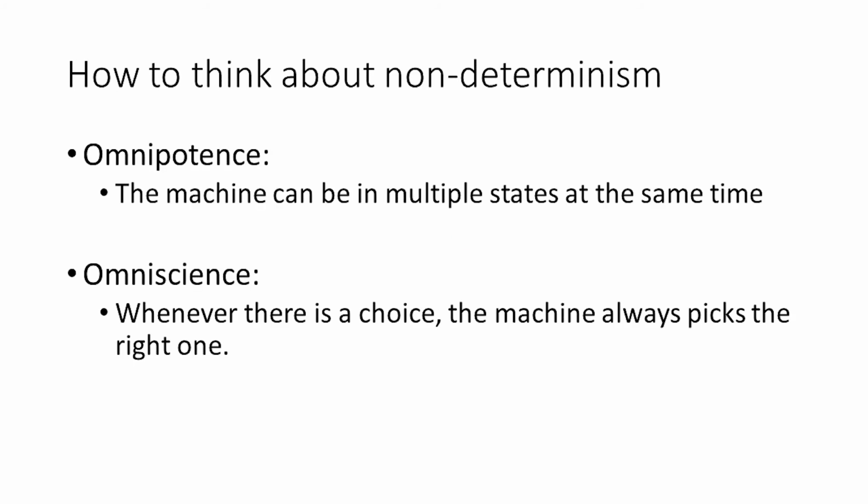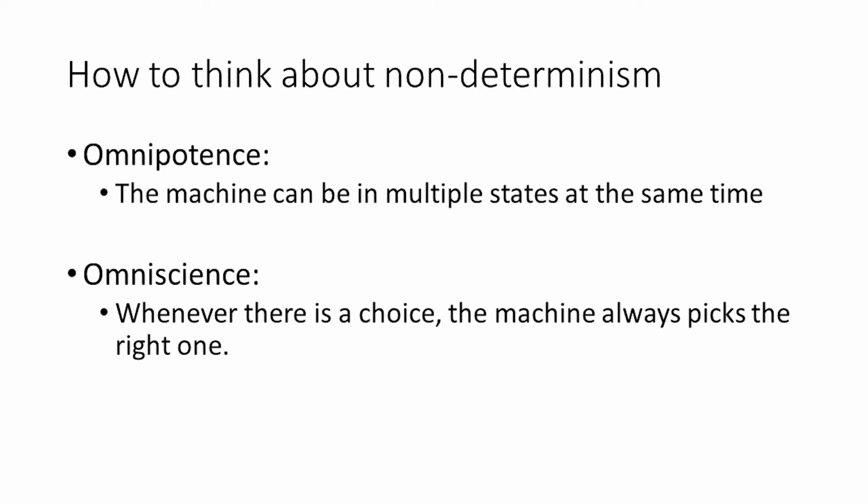And we talked about two different ways that we could think about non-determinism, or how a non-deterministic machine is going to behave. We could think of a non-deterministic machine as being very powerful, so it could have this idea of omnipotence, additional power, where it has this extra power to be in multiple states at the same time. So we could think of it being in state 1 and state 2 simultaneously, so in parallel. Or we could have thought about it as omniscience, where basically we could think of the machine as being able to make really, really good choices all the time.